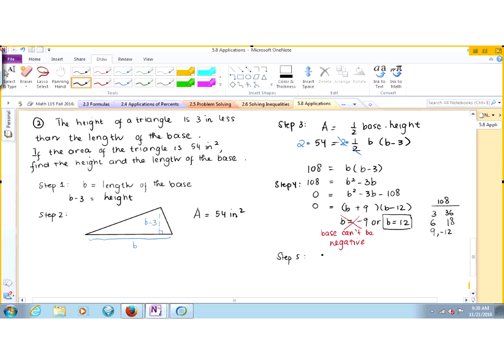Now, step 5. Do we know the base and the height? So what is the base? Because we need to know the base. The base is 12 what? Inches. What about the height? What do we say in the beginning? Yes, it's base minus 3. So you know your base. This is your base. You know your B. The height would be B minus 3, which is 9 inches. Does that make sense? So I'm looking at the beginning.